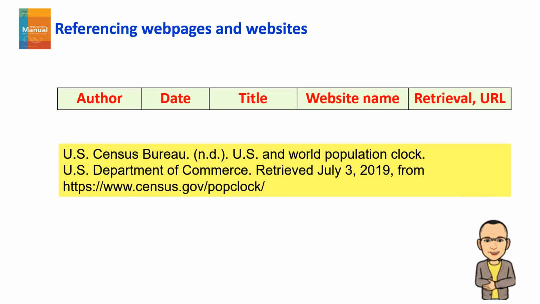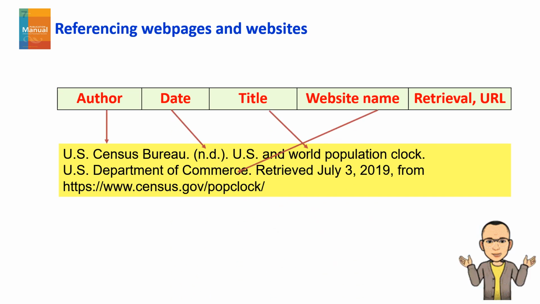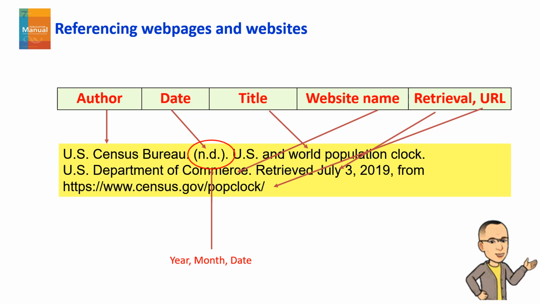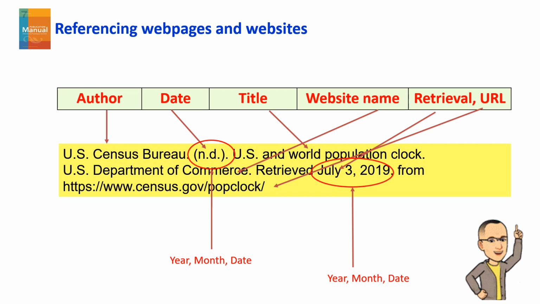Referencing web pages and websites. This follows the pattern: name of author, date, title of work, name of website, date of retrieval, and URL. Note that the date is complete, starting with the year, month and date, while the retrieval date starts with month, date and the year.